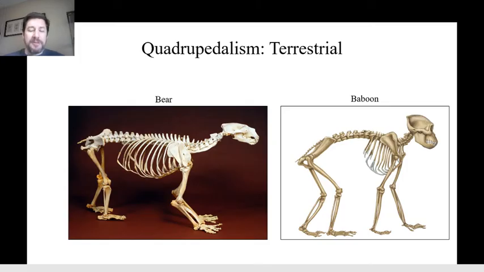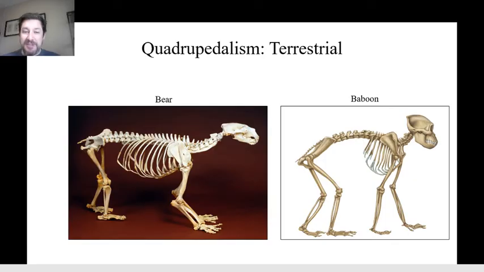And so the analogous comparison here is something like a bear. And so there's a bear on the left and a baboon on the right. And again, you can see that their skeletons have a lot of analogous traits. The position of the arms and legs is similar. The proportion of the fingers, the phalanges, is similar. The position of the scapula is similar.